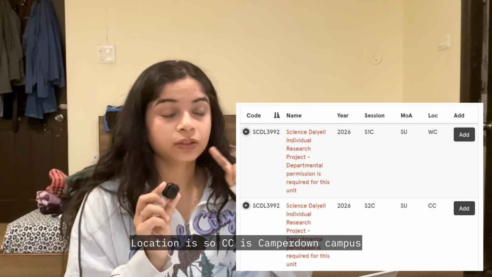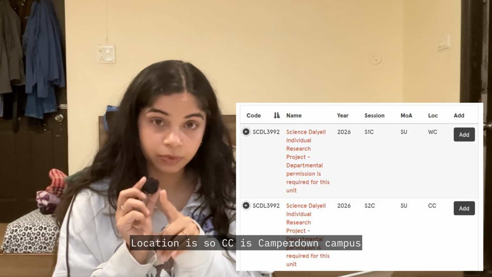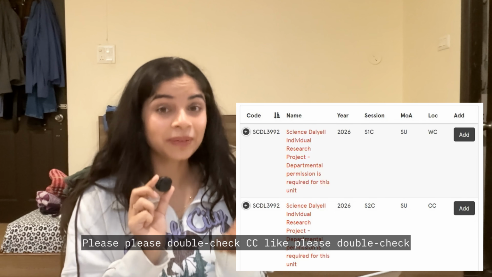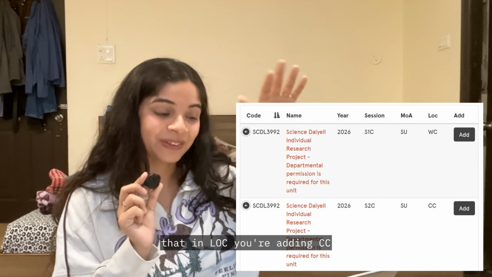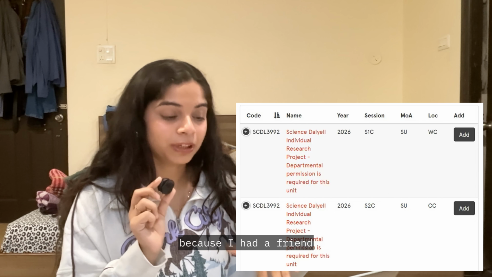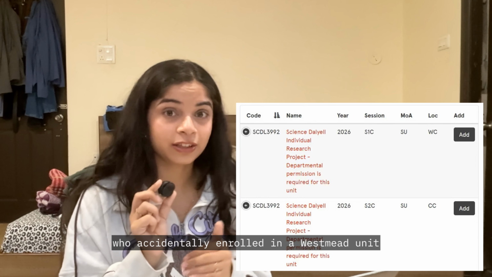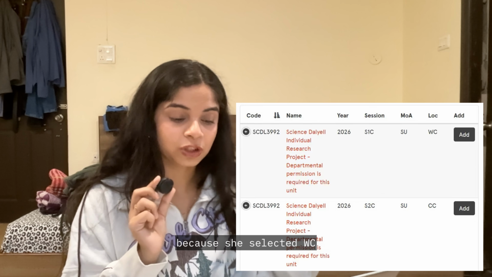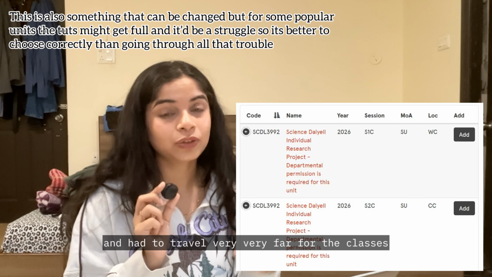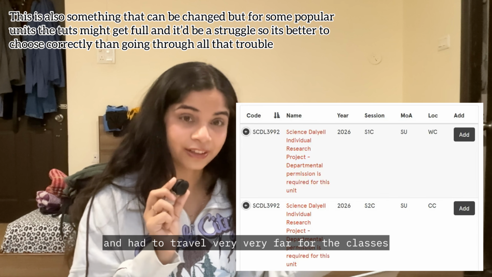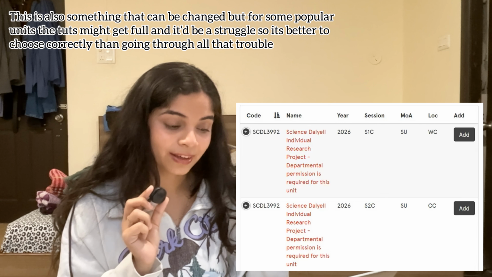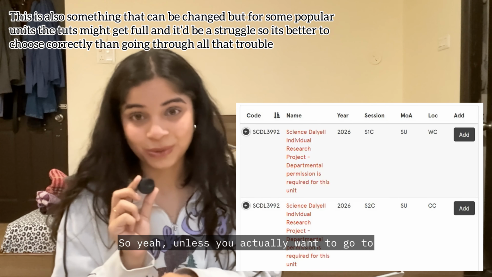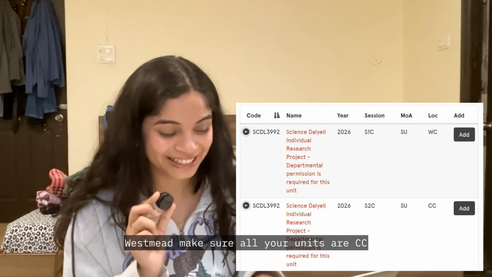Location: CC is Camperdown campus. Please double check that in LOC you're adding CC, because I had a friend who accidentally enrolled in a Westmead unit because she selected WC and had to travel very far for the classes and lectures and everything. So yeah, unless you actually want to go to Westmead, make sure all your units are CC.